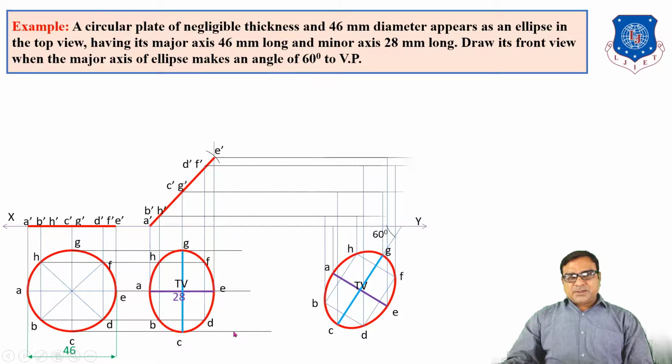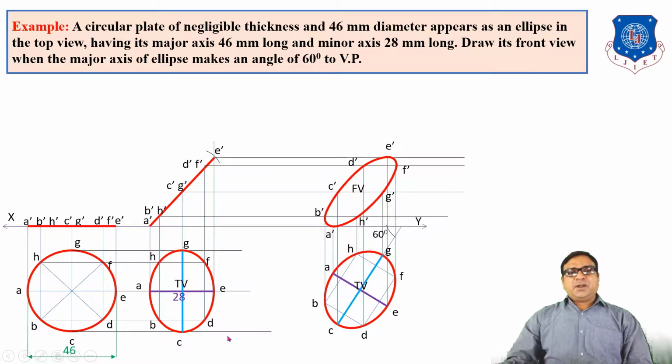Draw the vertical projection lines and horizontal lines, and from the intersections get A dash, B dash, C dash, D dash up to J dash and H dash. Trace the curve passing through all the points. So this is the front view and top view of the circular plane of diameter 46 when the top view is an ellipse.